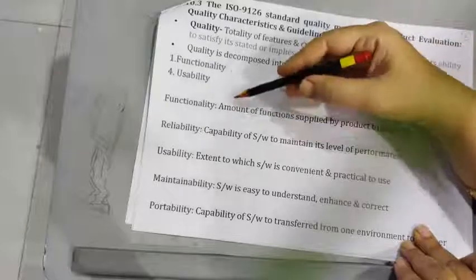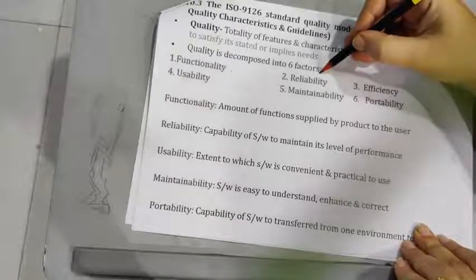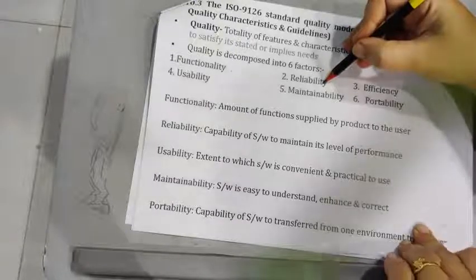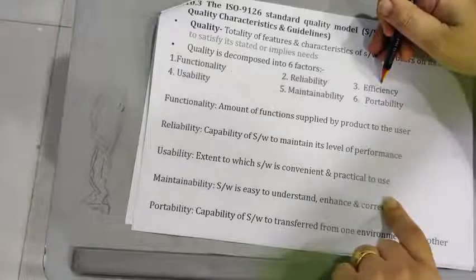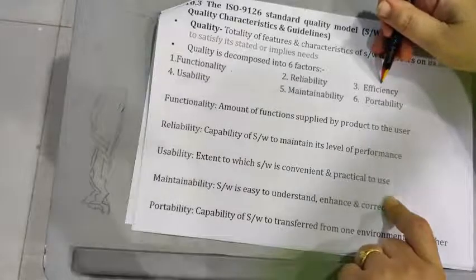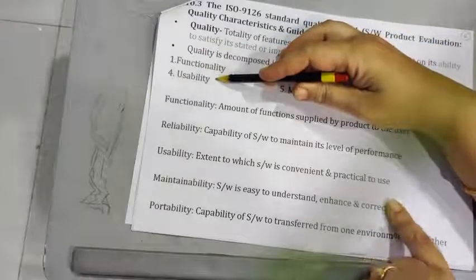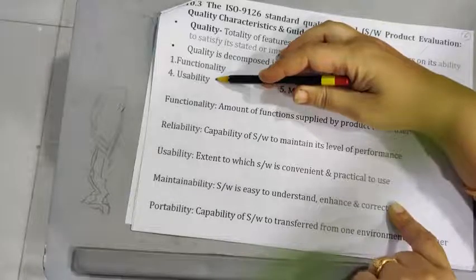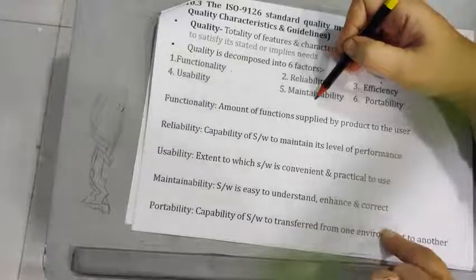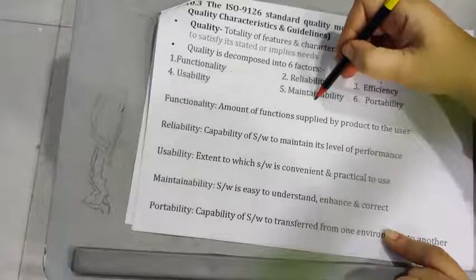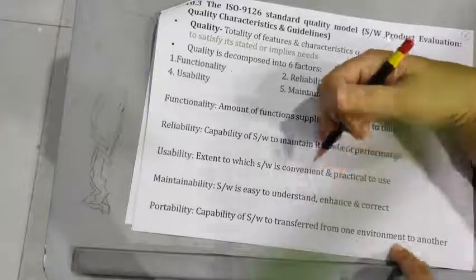Functionality is the amount of functions supplied by the product to the user. Reliability is the capability of the software to maintain its level of performance, which is good working condition, in a specific environment. Efficiency is being able to deliver with various resources, with proper functioning and services. Usability is the extent to which software is convenient and practical to use. Usability means it can be used as per the adapted needs of the customer. Maintainability is being easy to understand, enhance and correct. Maintainability is maintenance of the product during its operation phase. And portability means it can be easily transferred from one platform to another platform.